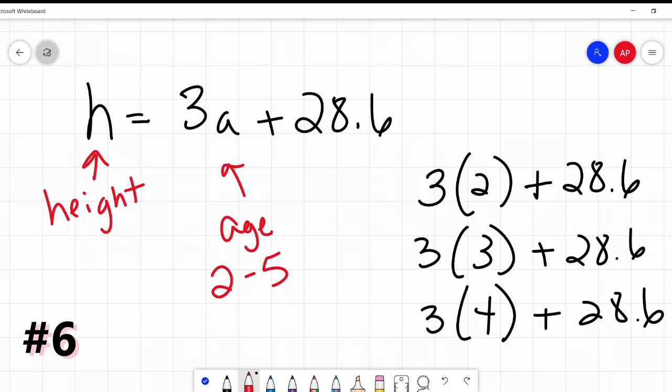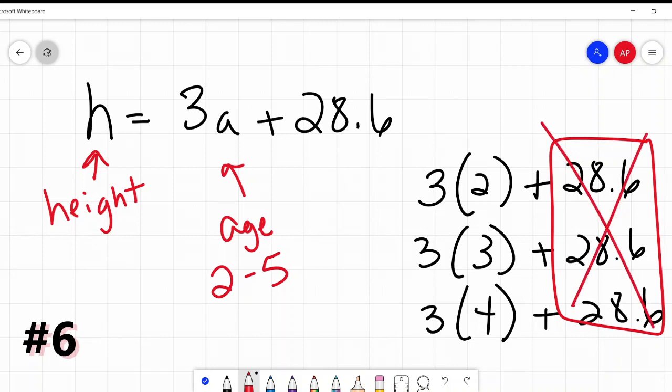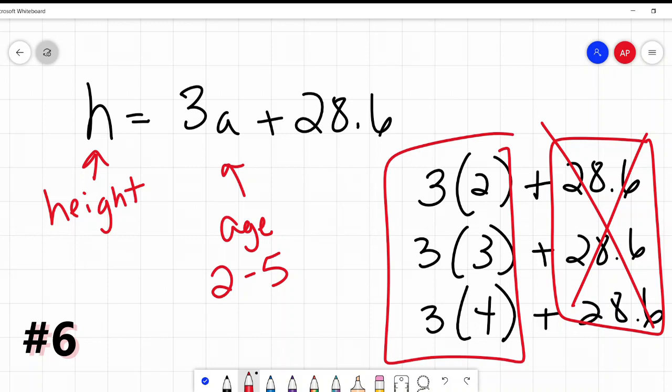So the epiphany, I guess you'd say, they want you to have is that this isn't changing, that 28.6. So every single year, the increase in height does not happen here. It's happening here. So in that first year, it's 3 times 2, or 6. Next year, 3 times 3, or 9. 3 times 4, or 12. It's increasing by 3 every year. So that is our answer. Option A, the answer is 3.